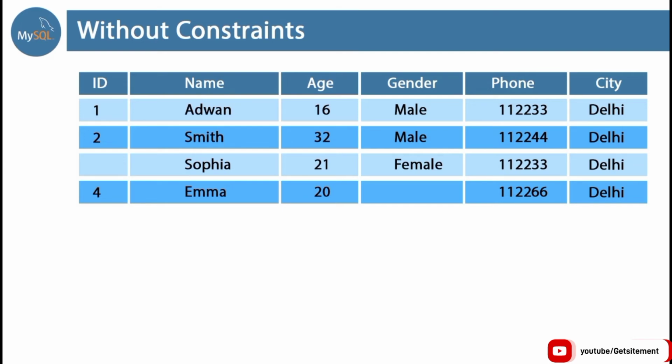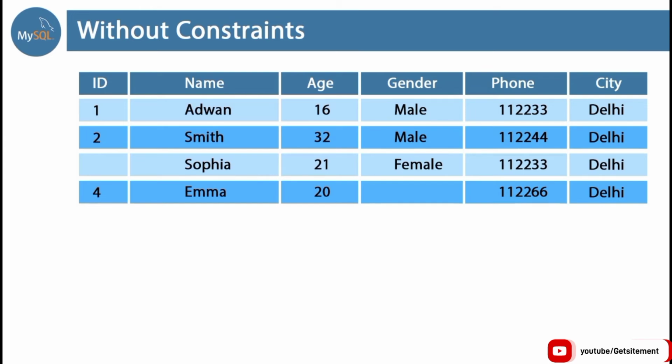And we know each student's phone number is different. Phone number should be unique. If you notice, Sophia and Advan have the same phone number. At the end, suppose our college is in Delhi, so most of the students will come from Delhi. So every time you need to insert Delhi as city. So we want to do something like that. If we leave the name of the city blank, then it automatically inserts Delhi as city. For all the problems, we have different constraints.